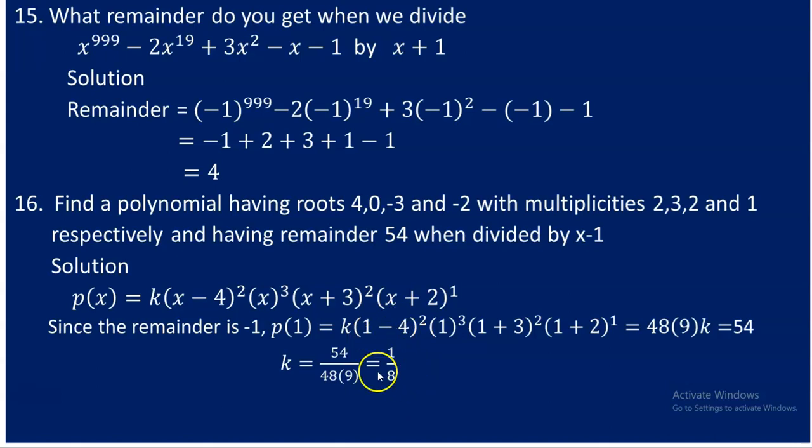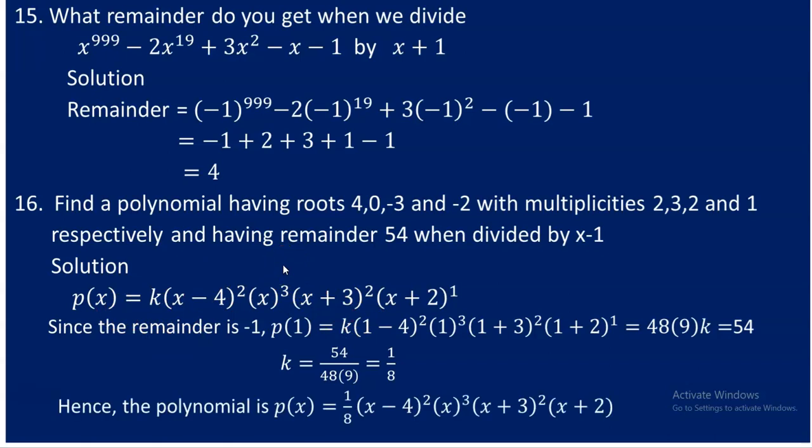So once we obtain the k value, we directly substitute this 1 over 8 in place of k, because our intention is to determine the polynomial, right? You are asked to determine the polynomial, so now the value of k is already determined. So we simply copy 1 over 8 and paste here, so that the polynomial can easily be determined, okay? Hence, the polynomial is p of x, which is given by 1 over 8 into (x minus 4) squared, x cubed, (x plus 3) whole squared, times (x plus 2). Here is the polynomial, okay?